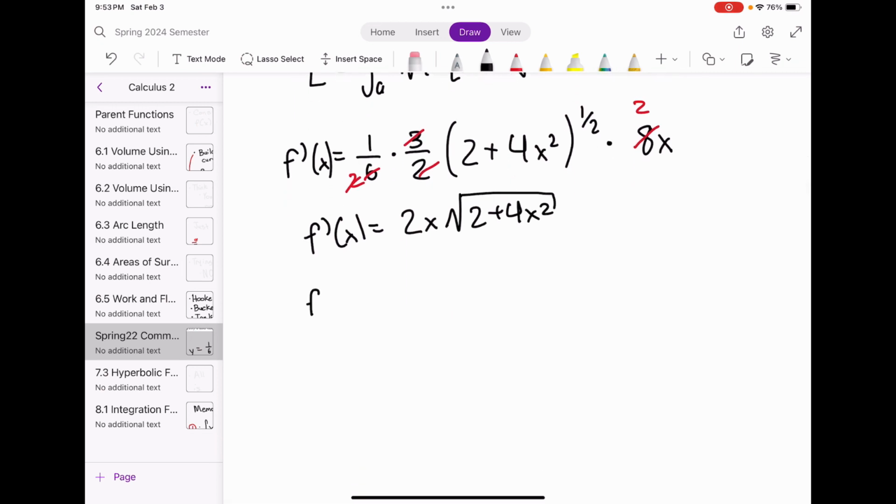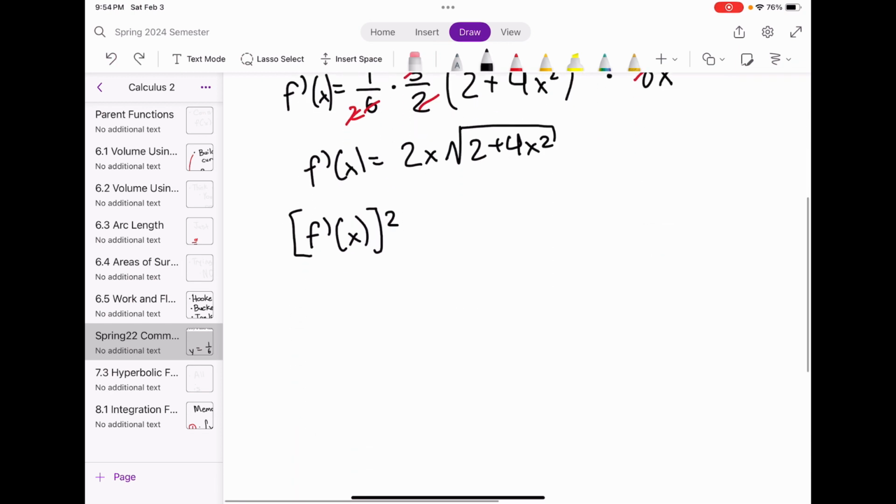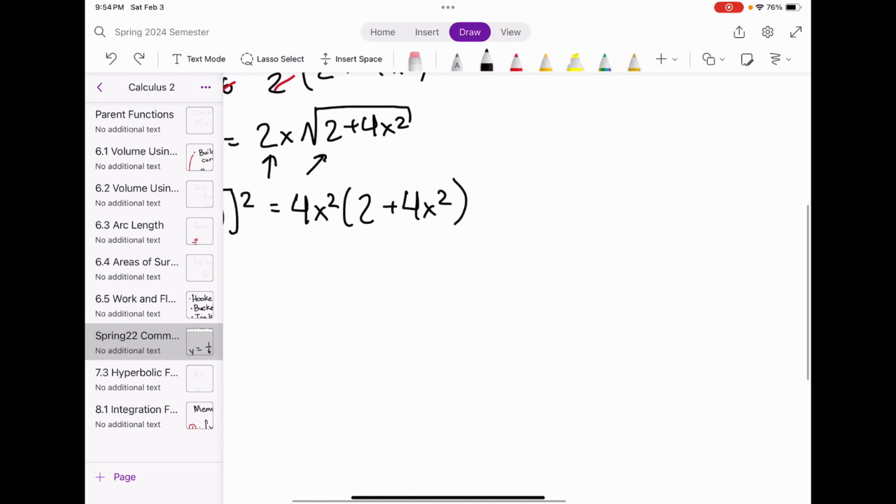Now I'm going to square it, f prime of x squared. If you look back, that's literally what this is, so that's why I'm squaring it. I take this first part and I'm just going to square everything, so 4x squared. And for the second half, we can just cancel out the square root with the squared. So we're left with 2 + 4x squared. And I'm just going to simplify this by distributing this factor into the other two. So I get 8x squared plus 16x to the 4th.